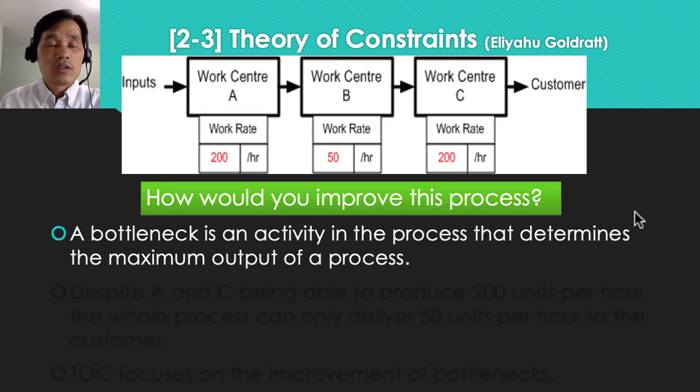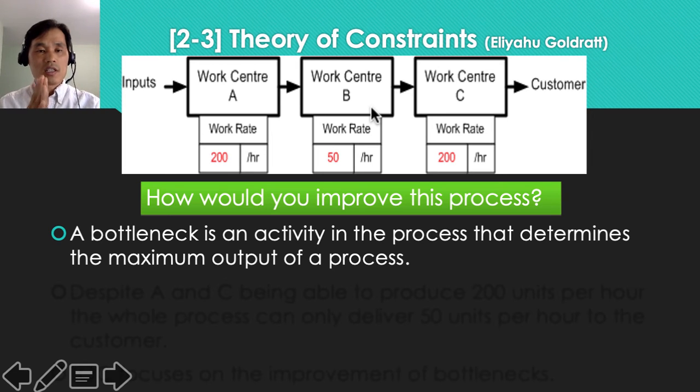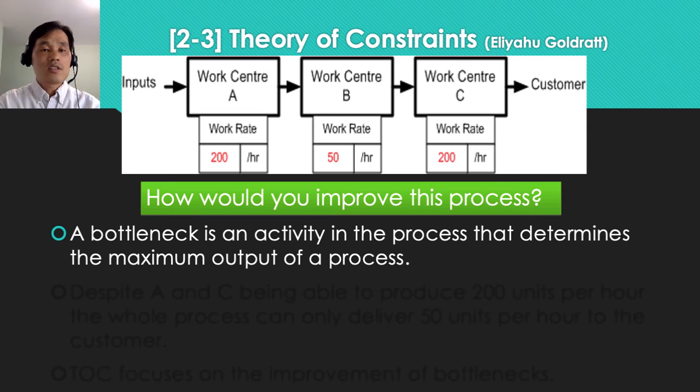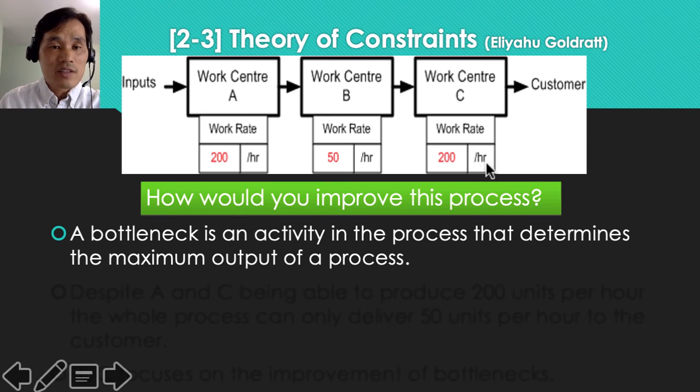So in a nutshell, as you look at the entire system, we realize that this process is limited by work center B. So theory of constraints says that when we are looking at the entire system, the system is limited by the weakest link of the system. So in order to increase the efficiency of the entire system, we have to examine each constraint one by one and try to lift up the constraints so that the entire system can run much better.